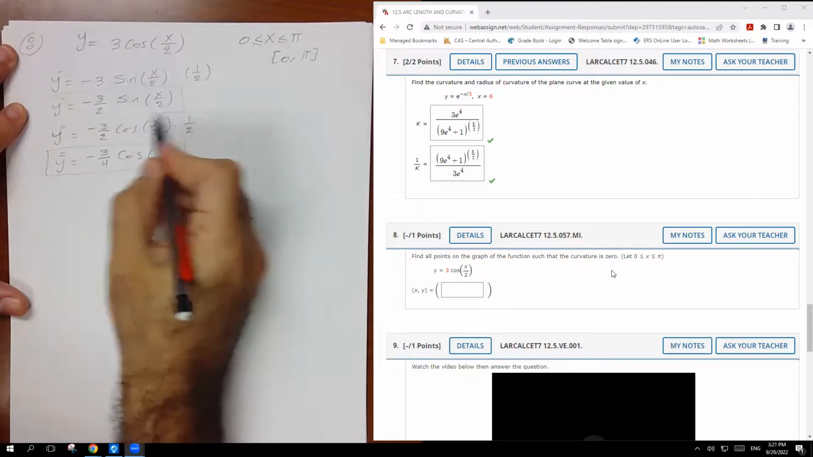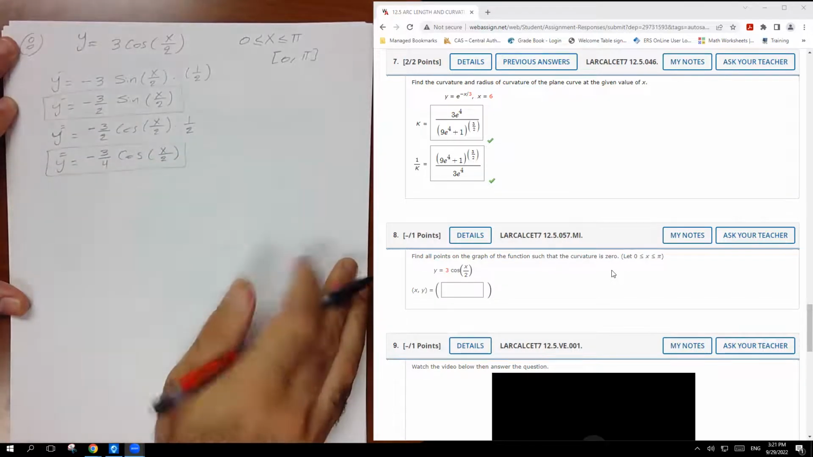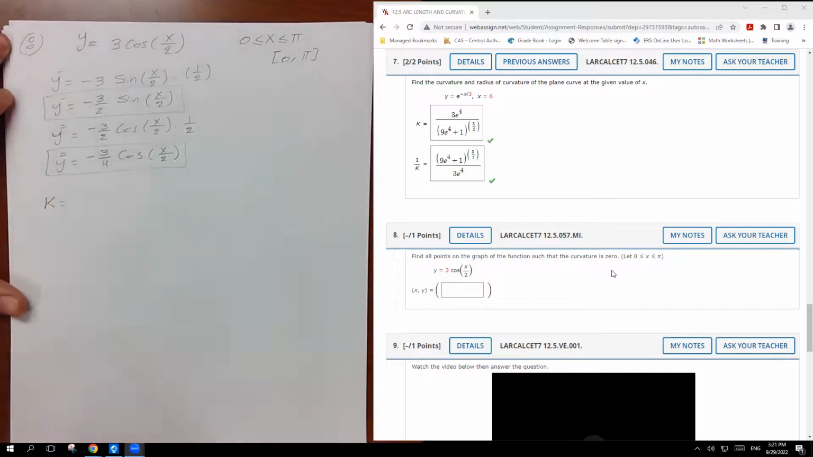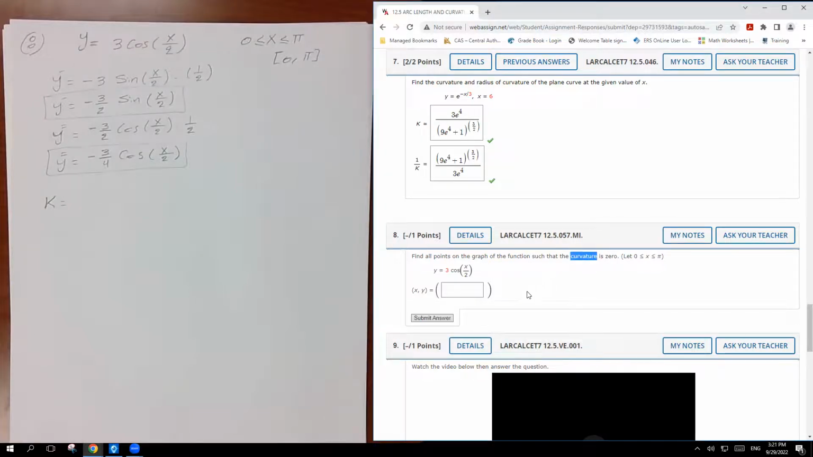And y prime, well, I'm going to use. That means k is going to be, but check, this is the first thing. Find all points on the graph of the function such that the curvature equals 0. That means when you find the k, we need to find all points. When k is equal to 0, then you're going to solve it.